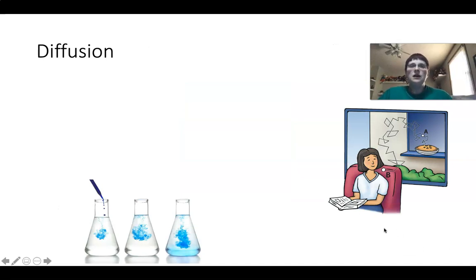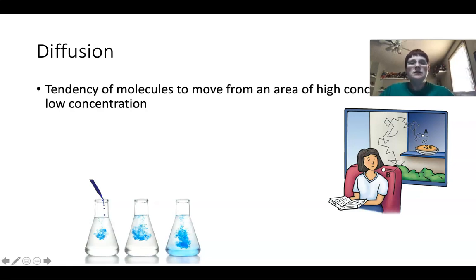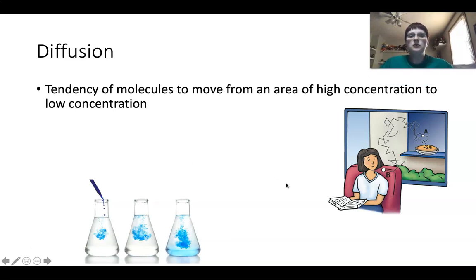So the next thing I want to talk about is diffusion, because this is related to material states. So diffusion is the tendency of molecules to move from an area of high concentration to low concentration. So pretty much all molecules want to do this. They want to move to where there's a lot of them to where there are very few of them.